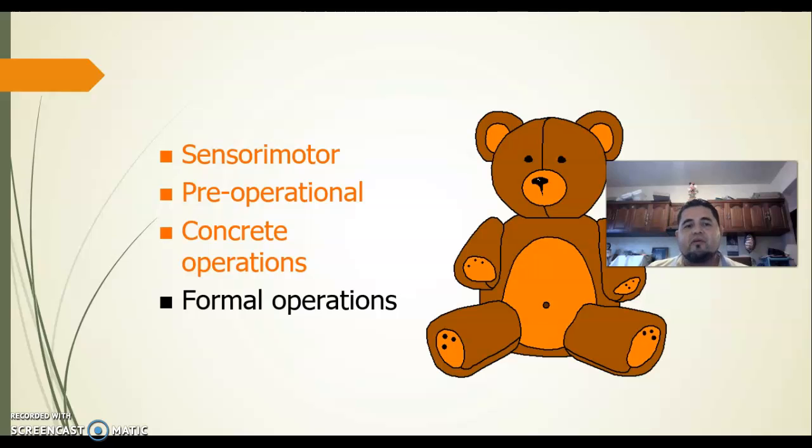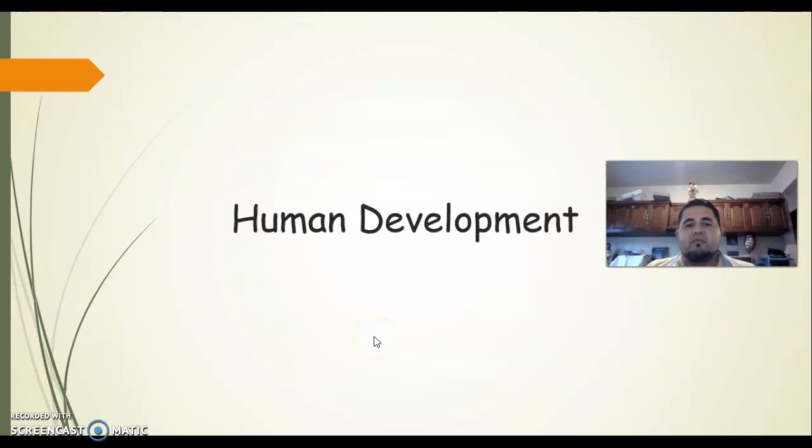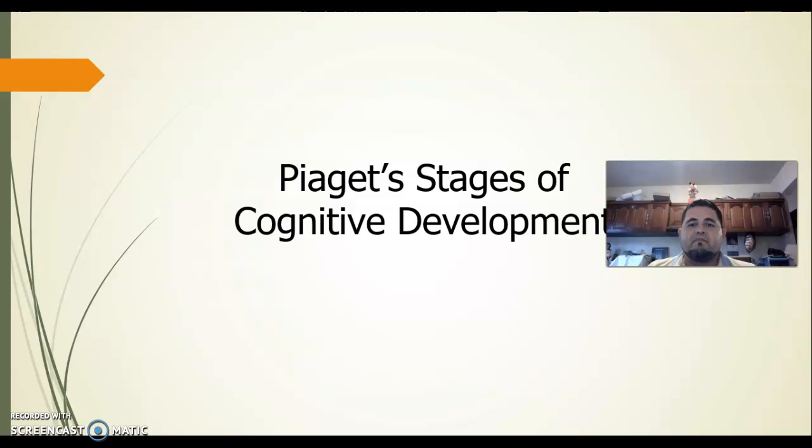So these are the four steps, or periods, of human development in the stage theory of cognitive development.